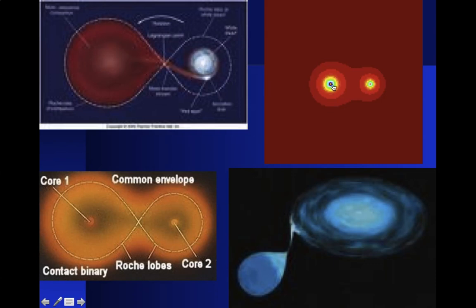And as I mentioned, if they both evolve, they can have this common envelope around them, kind of a flaming peanut there, a contact binary. We have the cores of the two stars that share a common envelope, a common shell.